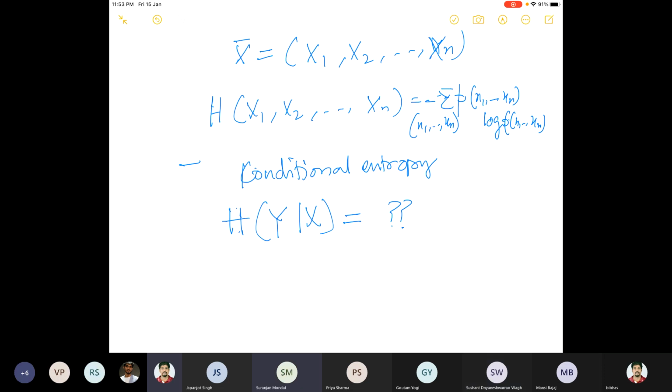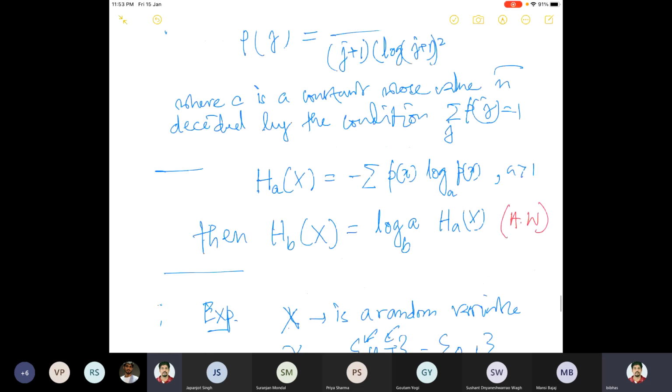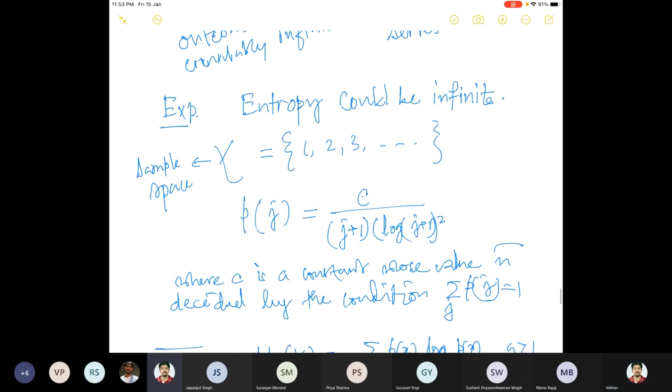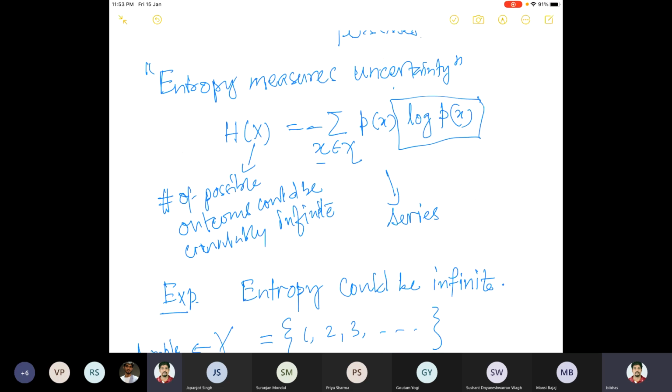Sum over x, y, p of x comma y, then I of y given x. So here, whenever I define this, did I say? Yeah, this is actually I of x, this is actually I of x, self information.